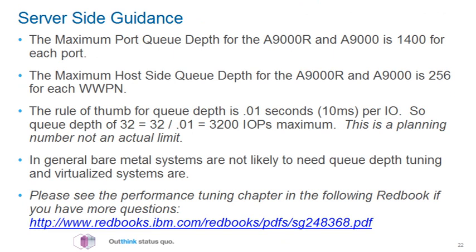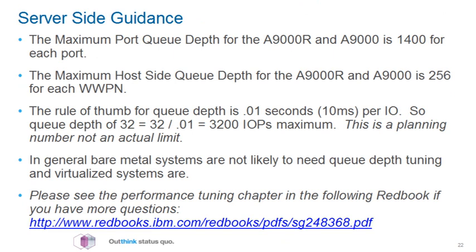So the maximum port queue depth for the A9000R and A9000 is 1,400 for each port. That means that roughly each port is capable of 140,000 IOs on the storage. Okay? So each storage side port equals 140,000 IOs. That's your rule of thumb. Okay, that's not an absolute. That's just a planning number.